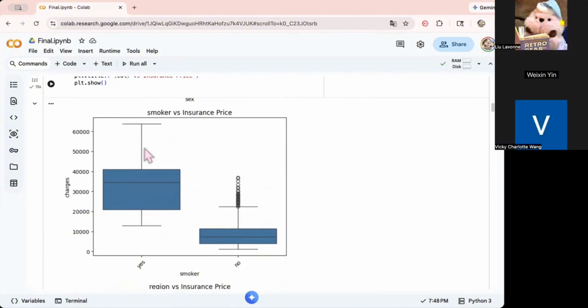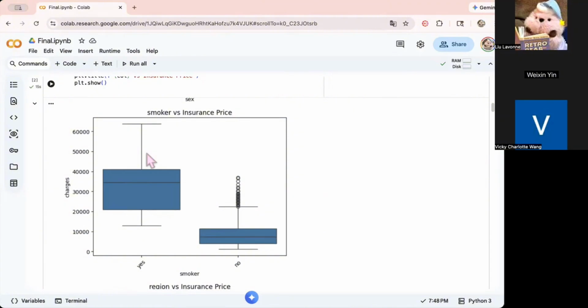The most important feature in this dataset is smoker status. It is encoded as 0 for non-smoker and 1 for smoker. Smokers typically have significantly higher medical expenses, and this variable shows the strongest correlation with the target. In both visualization and correlation analysis, smoker clearly stands out as the dominant predictor.